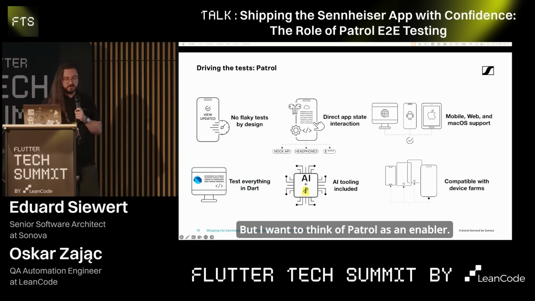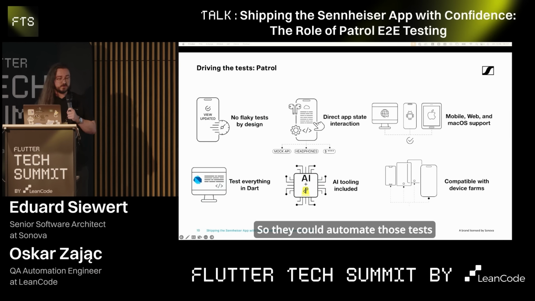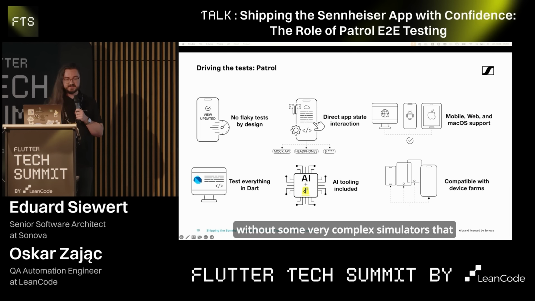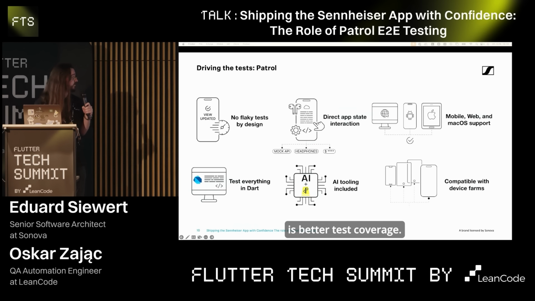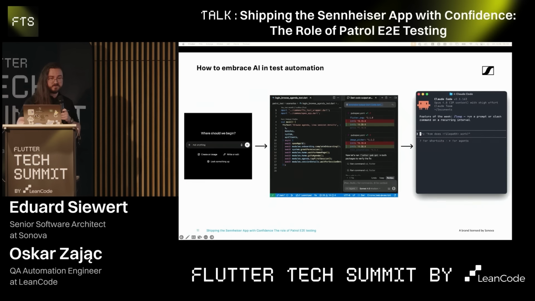But I want to think of Patrol as an enabler. So in case of Sennheiser, Patrol allowed them to use the fakes the way they do, so they could automate those tests without some very complex simulators that wouldn't be very reliable, and they could use fakes. The other thing that Patrol allows you to do is better test coverage, because of those direct native interactions, you can automate scenarios that would not be possible otherwise.